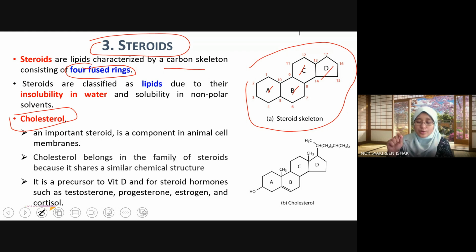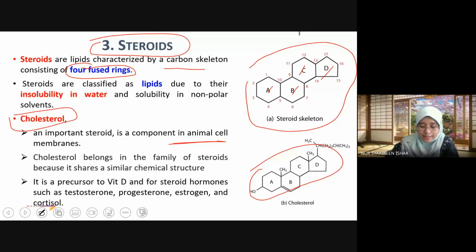Okay, cholesterol will not be found in the plasma membrane of plant cells, but they are found in the plasma membrane of animal cells. So highlight this one. So tak ada cholesterol dalam plasma membrane of plant cell. Okay. So cholesterol belongs to the family of steroids because it shares a similar chemical structure where it has 4 fused rings.